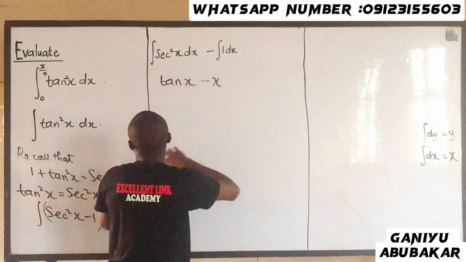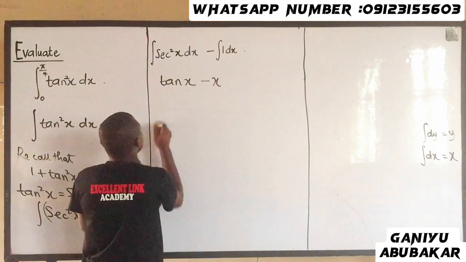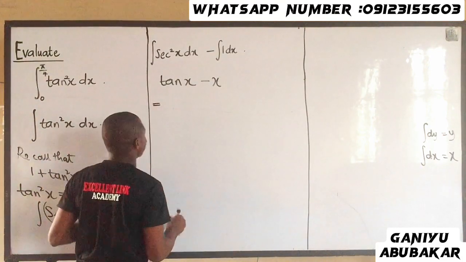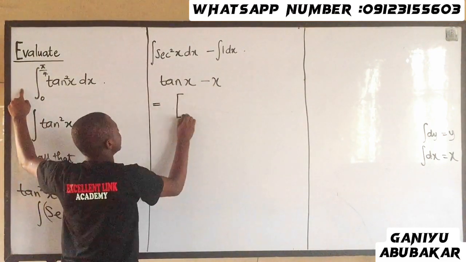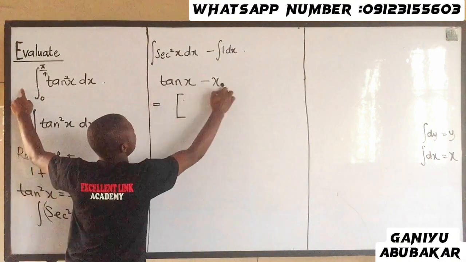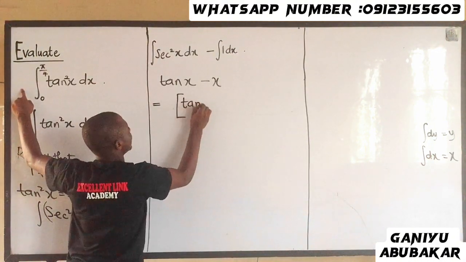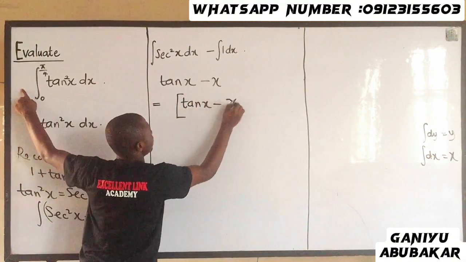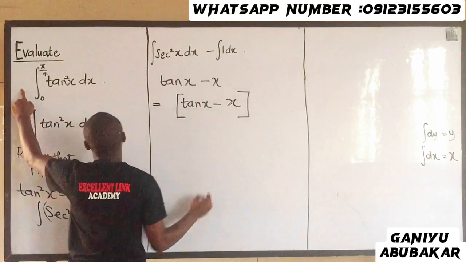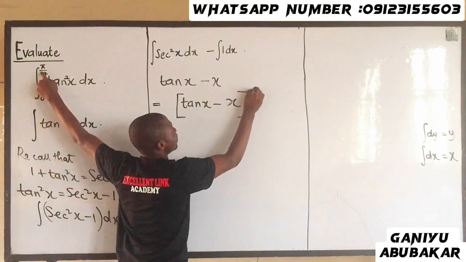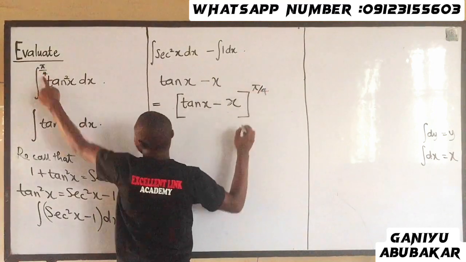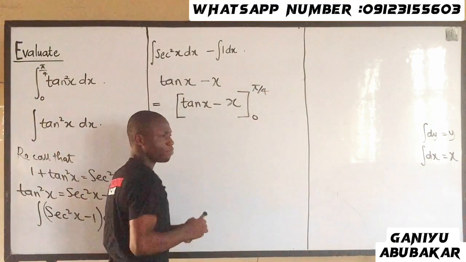Now, don't forget that we ignored our limit first. So at this point, I will introduce my limit. So open a square bracket. I have the answer to be what? I have tan x minus x, right? Next up, introduce your limit. I have pi over 4 here, and I have 0 here.